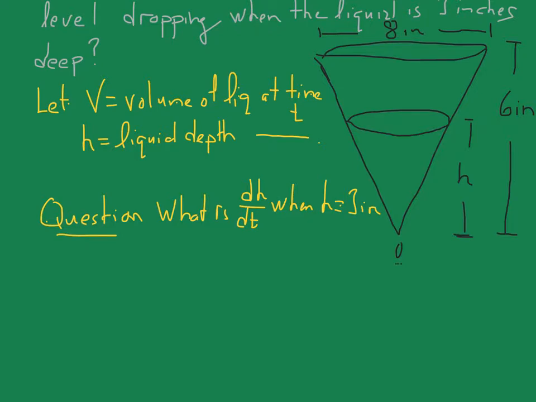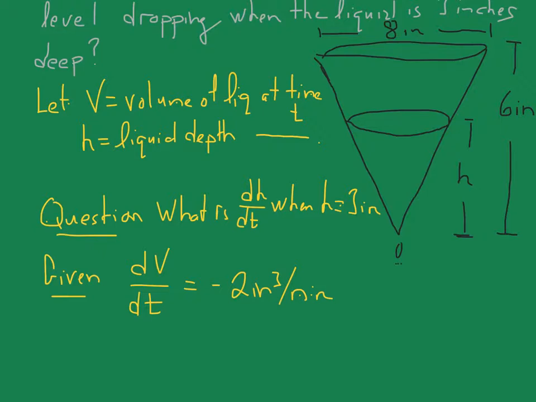All right, so we're given that dV/dt is equal to minus 2 inches cubed per minute. Remember, because V is decreasing, dV/dt is going to be negative. V is a decreasing quantity, its derivative is negative. All right, so now what do we need to do?